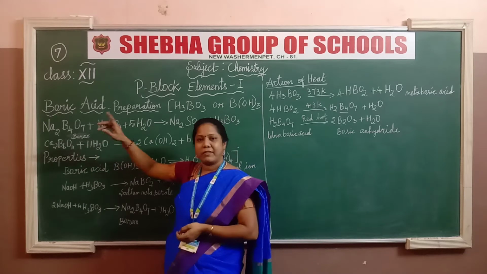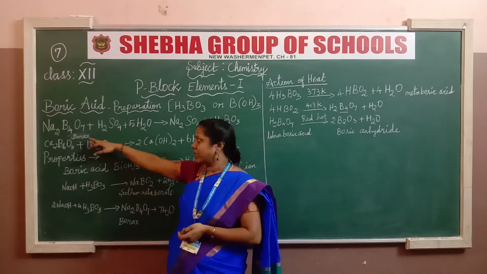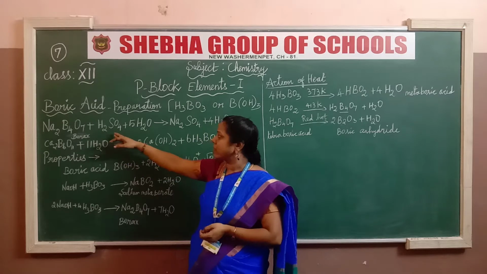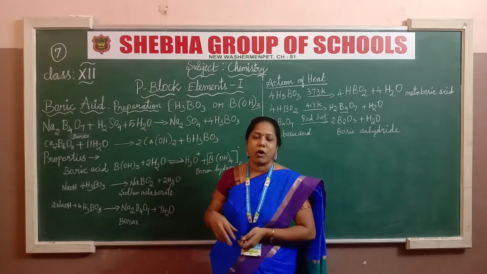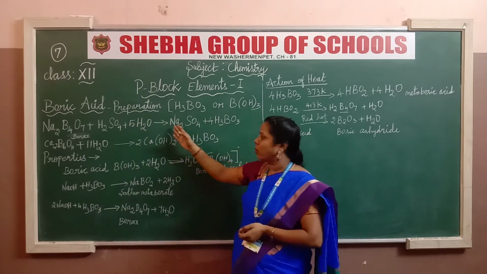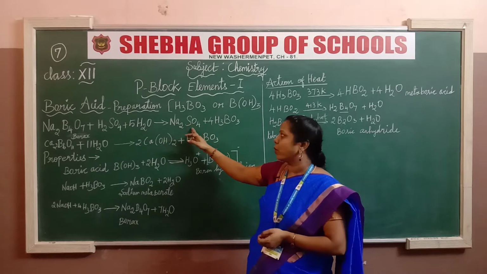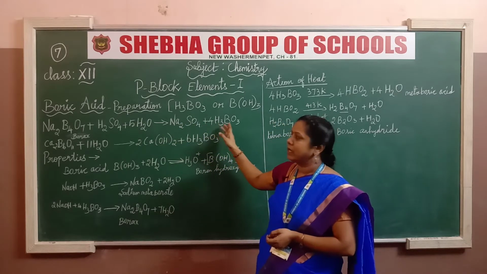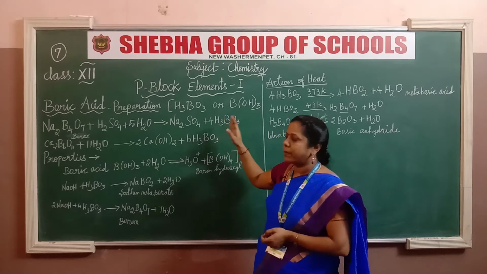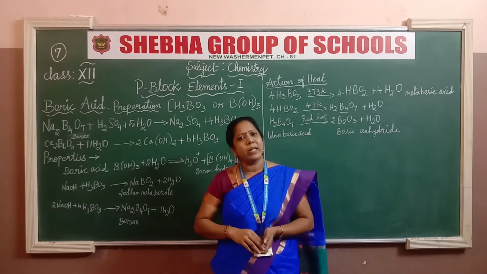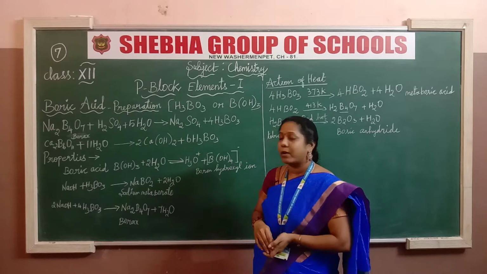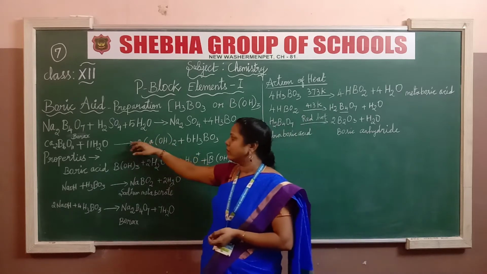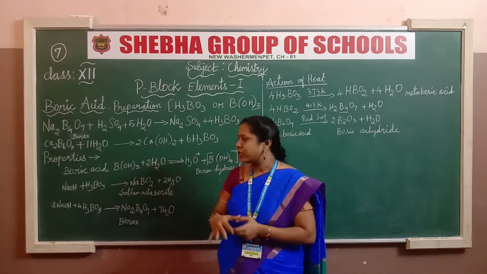First, go through borax. Borax reacts with sulfuric acid along with water molecules. We get Na2SO4, sodium sulfate, along with boric acid. This is the first step for the preparation. We have so many processes for preparation, but I am going to give only two preparations.